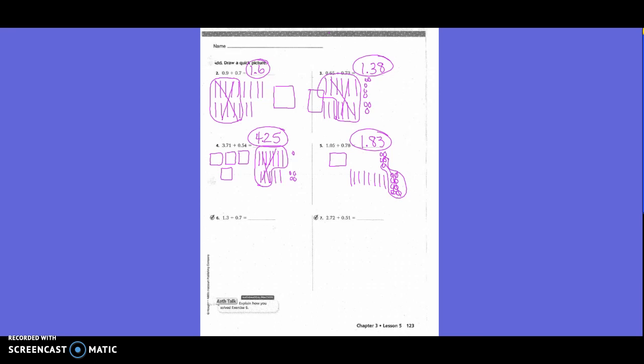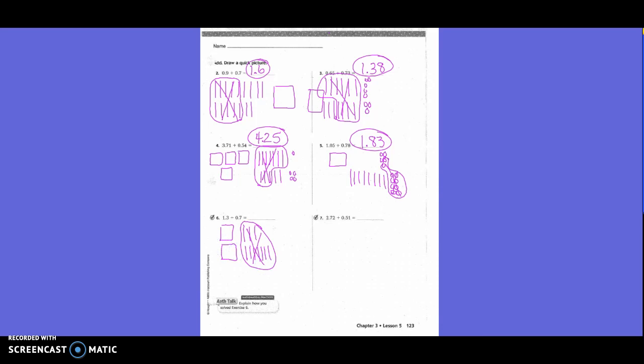Number 6. How many flats do I draw? 1. How many longs do I draw? And then do I draw any small cubes? No. Next one, do I draw any flats? No. Longs? Yes. How many? 7. And then do I draw any small cubes? No. Can I regroup my longs? Yes. How many are there? 10. So I circle all of them, put an X, and draw a new flat.